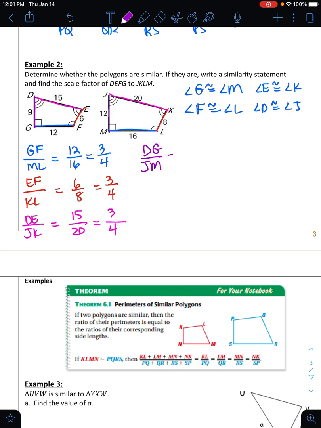So notice I've started with the same polygon every single time in the numerator. I don't want to go flip things over. Wherever I begin, I should always begin there. 9/12. Divide by 3, okay, is 3/4.